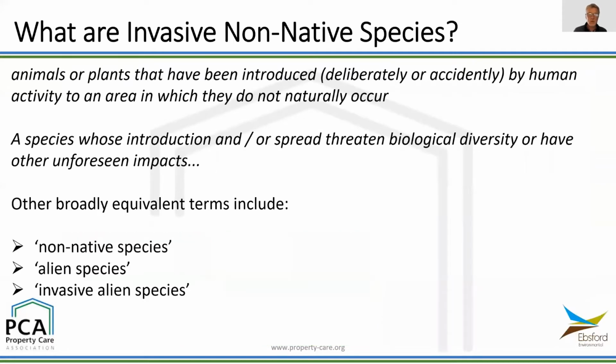So, what are invasive non-native species? Well, quite simply, they're animals or plants that have been introduced deliberately or accidentally by humans to an area from which they do not naturally occur. And these species, when they've been introduced, either threaten biological diversity or have other unforeseen impacts on the built environment, on waterways, etc. There are some other similar terms. These are things like non-native species, alien species, invasive alien species.